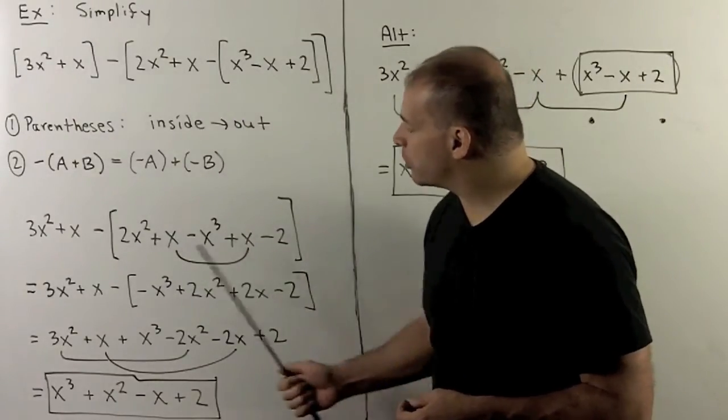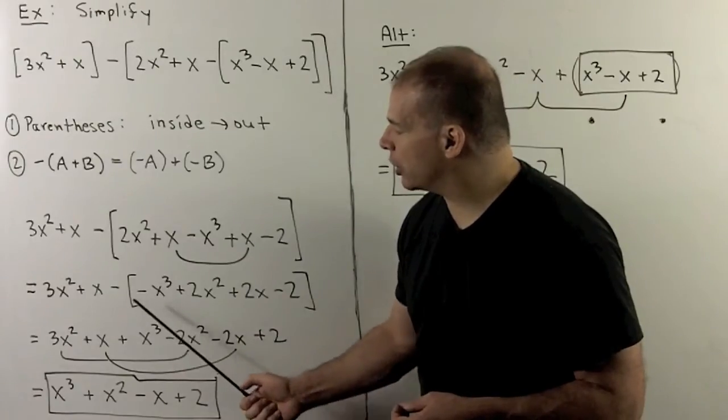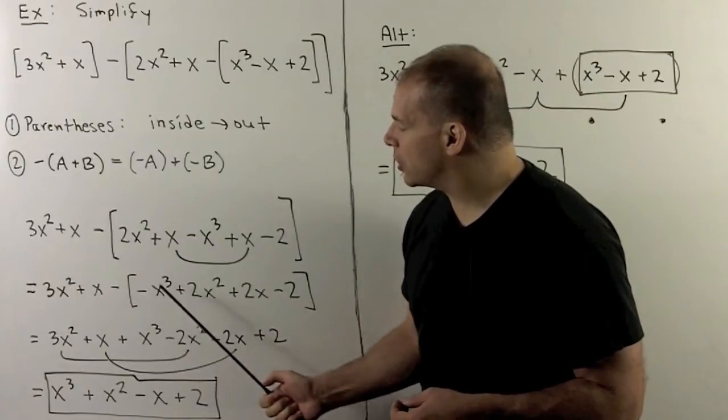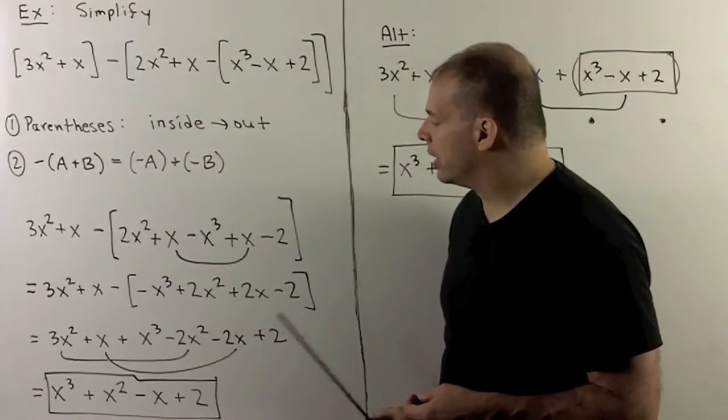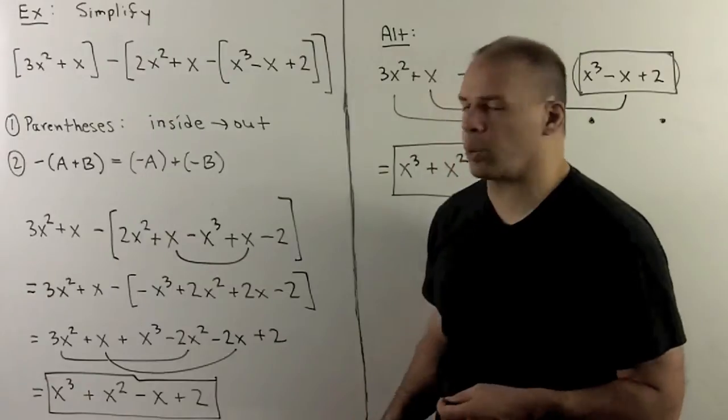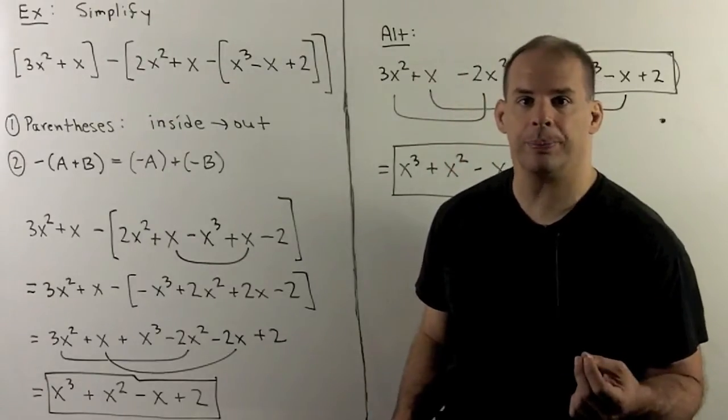Now, to get rid of these parentheses, I have to distribute this minus sign. So we change the sign on each term on the inside, and then I can drop the parentheses. So that'll go to x cubed minus 2x squared minus 2x plus 2.